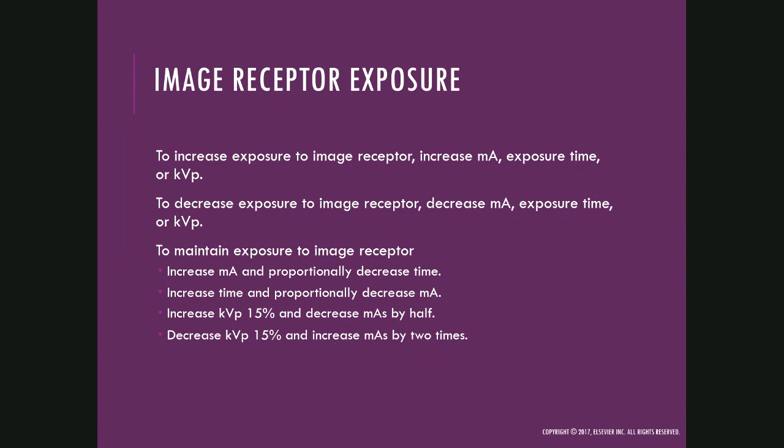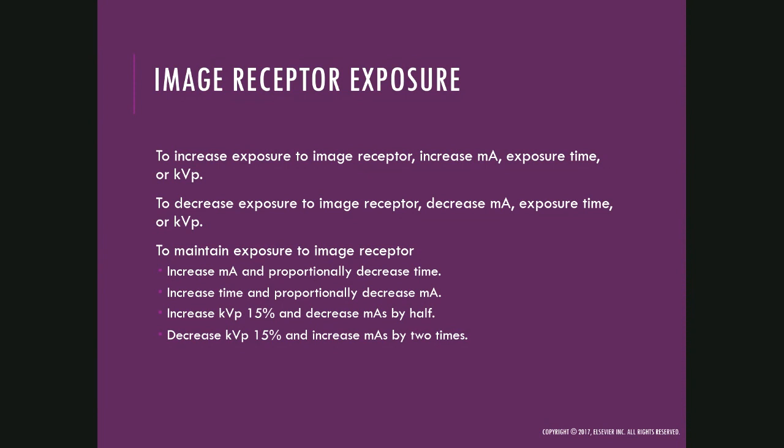You can increase your mA, your time, or your kVp to increase the exposure to the IR. So more photons are going to get there if you use more X-rays, or use more electrons, you use the electrons for a longer amount of time, or you propel the electrons faster across the X-ray tube. All of those things are going to increase the exposure to the IR. On the flip side, if you decrease any one of those factors, you're going to decrease your exposure to the image receptor. Now, this is kind of like what we talked about a while ago with your mA and mAs calculations. You can also maintain the exposure to the IR.